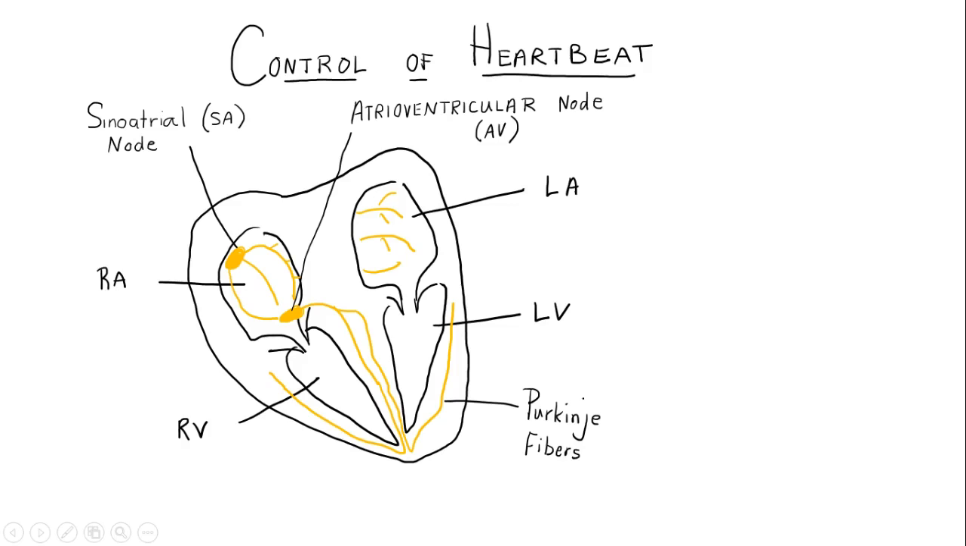Okay, so you have to realize that the AV node and the Purkinje fibers are both secondary pacemakers. If something happens to the sinoatrial node, the atrioventricular node will take over and will send electrical signals to the Purkinje fibers. Without the atrioventricular node, the Purkinje fibers take over. But they're only going to send electrical signals to the ventricles, so that would be problematic.